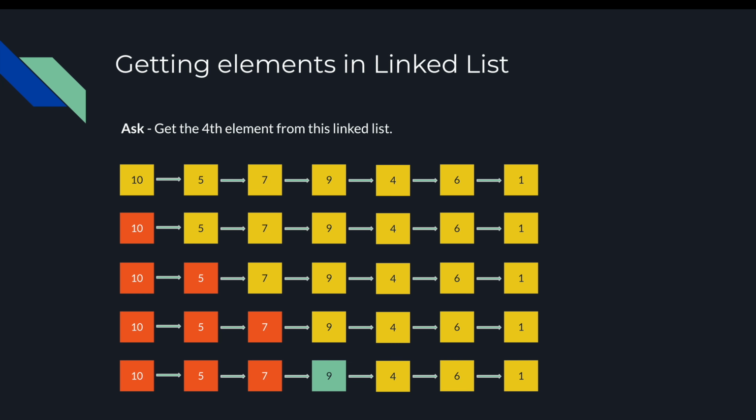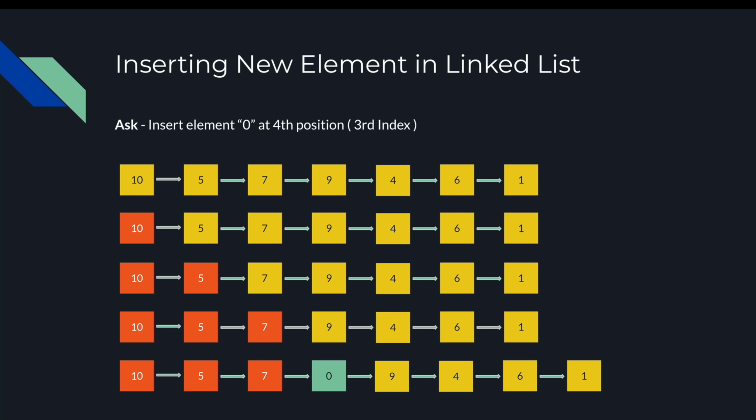But now let's see some other operations where linked list wins, and that is insertion and removal of elements. Let's see how visually. So if I ask you to insert 0 at 4th position, which will be your third index, then again what we need to do is iterate over the nodes one by one. Like in this case, we will go to the first node and take the reference and move to the second node that has value 5, right?